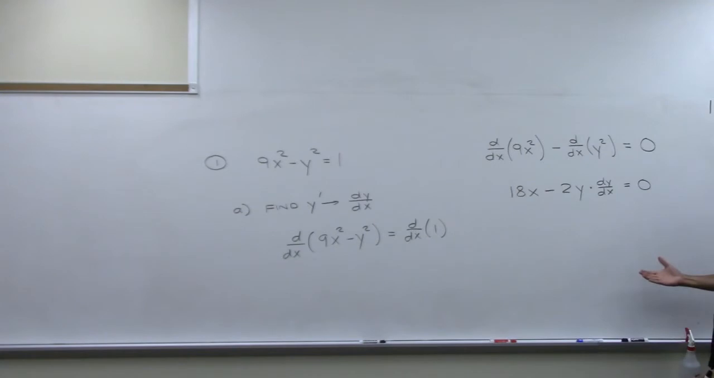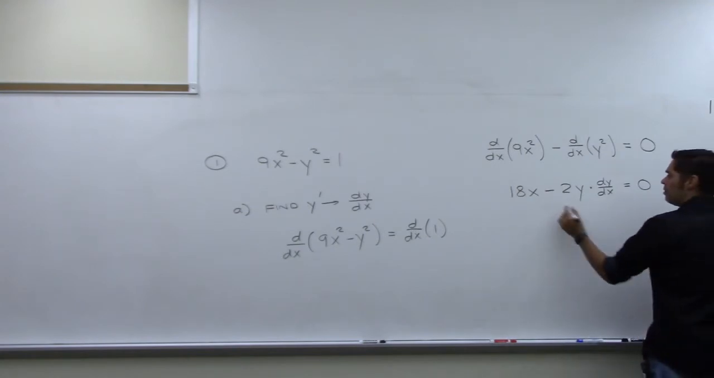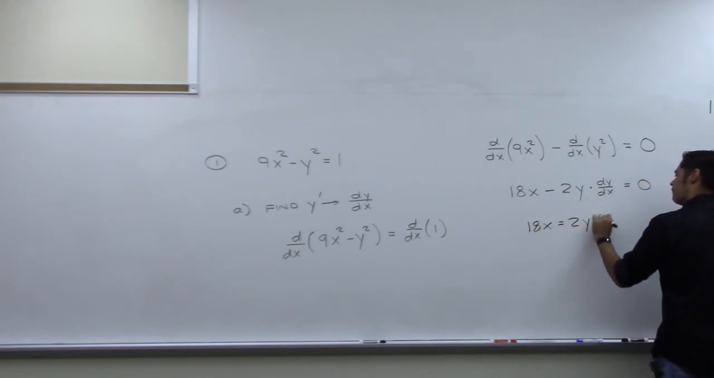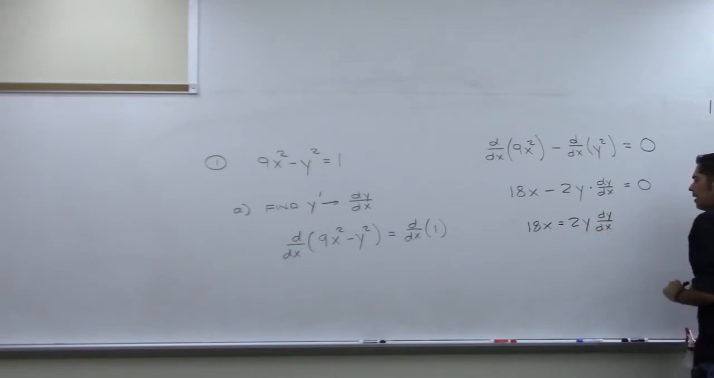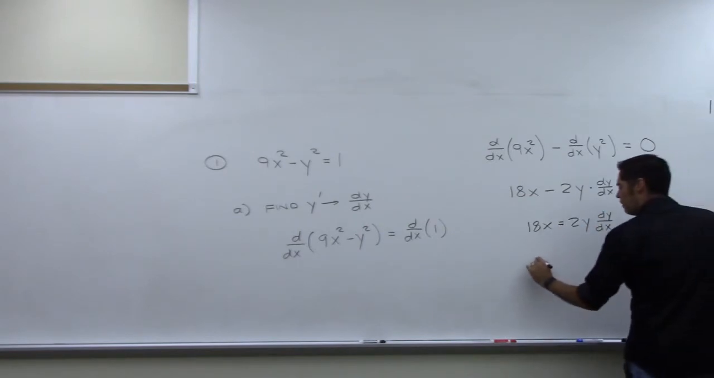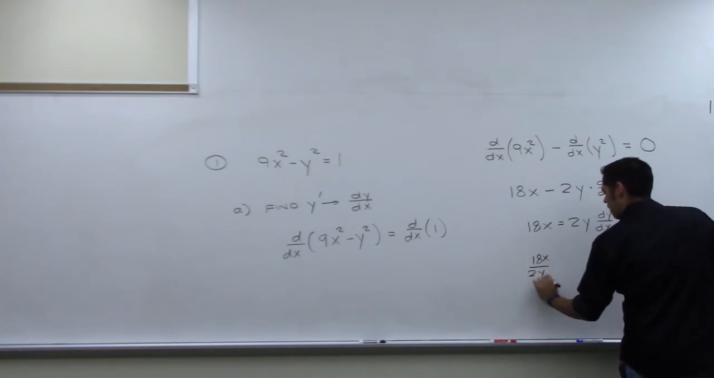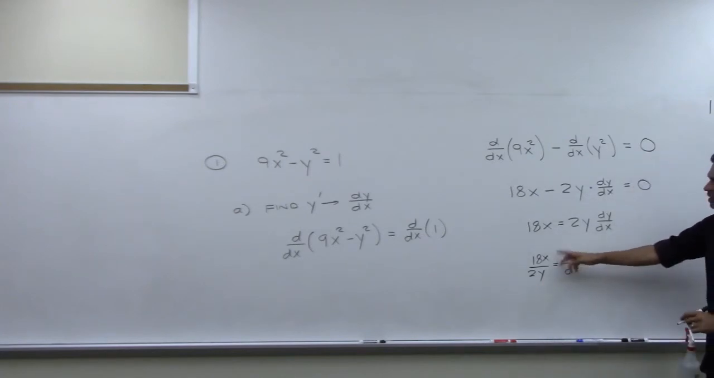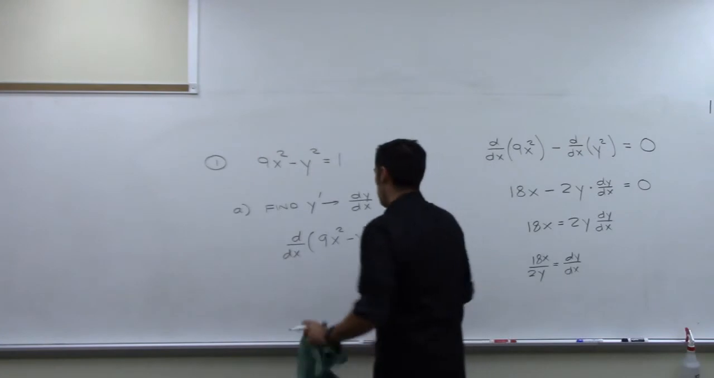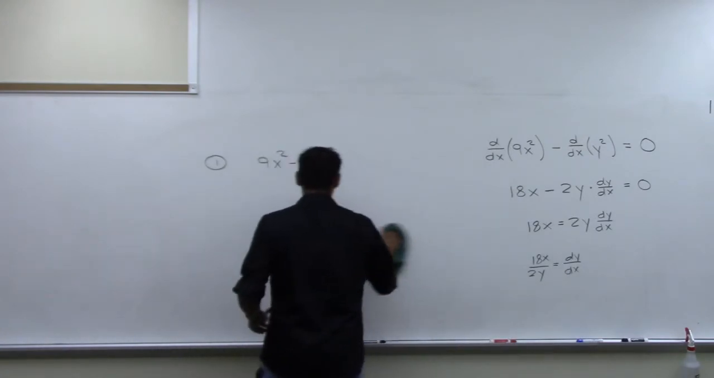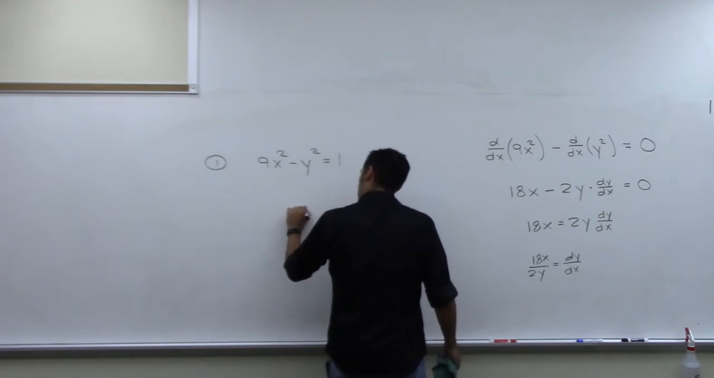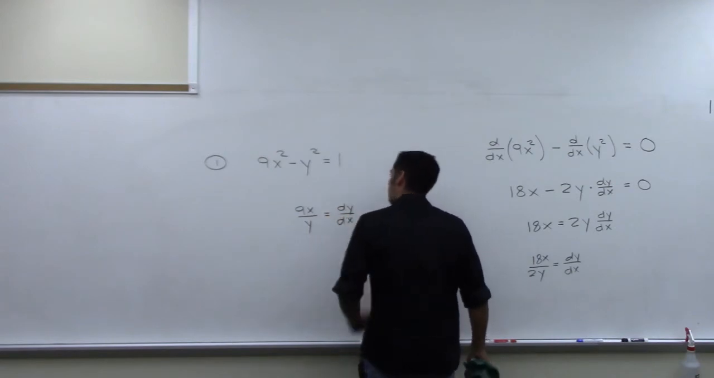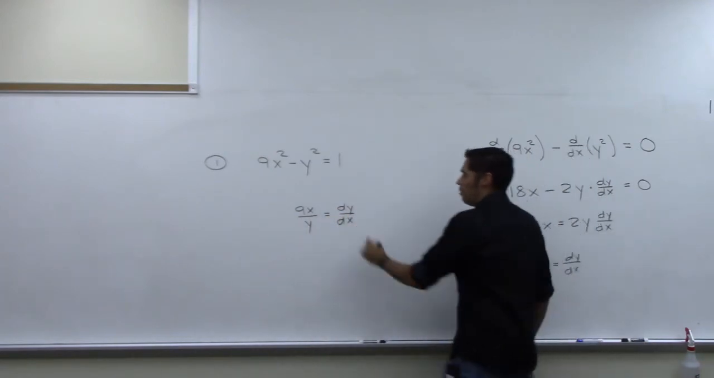All right, so at this point we need to solve for this. So what I'm going to do, I'll just move this whole term to the other side. Just add it to both sides, so we'll get this. And then to get this by itself, I'll divide both sides by 2y. dy/dx is this. Now that simplifies a little bit also. And we get 9x over y is dy/dx. And that's it.